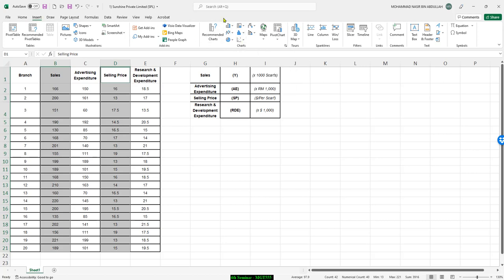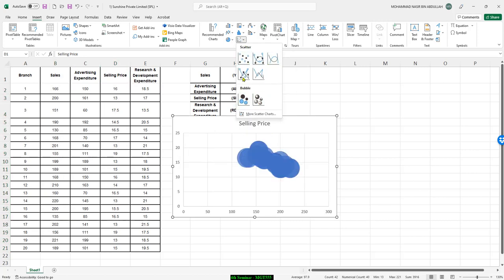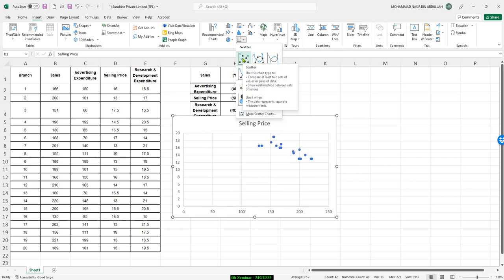Kita pergi dekat bahagian chart ni kan, and kita tengok dekat chart ni, kita cari scatter diagram. Kita nampak bentuk scatter dekat sini kan, insert scatter X and Y or bubble chart lah. So dia ada banyak scatter diagram. So you pilih the first one. This is a simple scatter diagram. Boleh? So dia akan bagi kita this one lah.